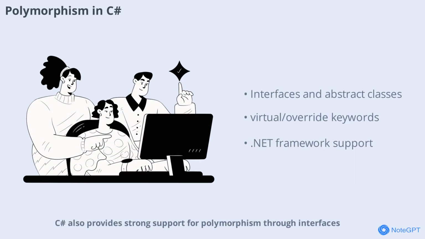C# also provides strong support for polymorphism through interfaces, abstract classes, and method overriding. The virtual and override keywords are central to implementing runtime polymorphism. This allows developers to build scalable and maintainable applications using the .NET framework.